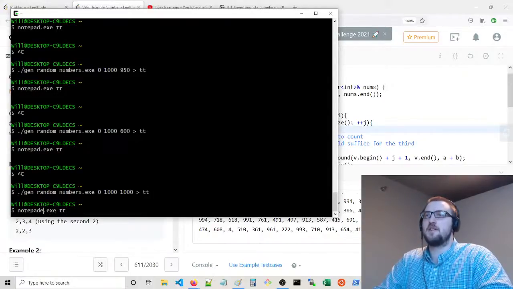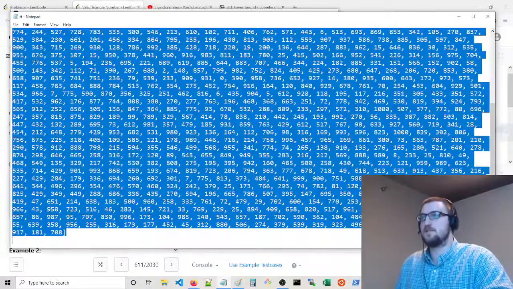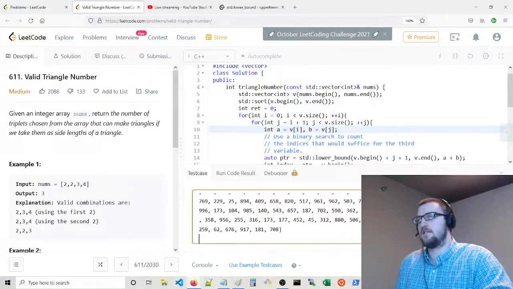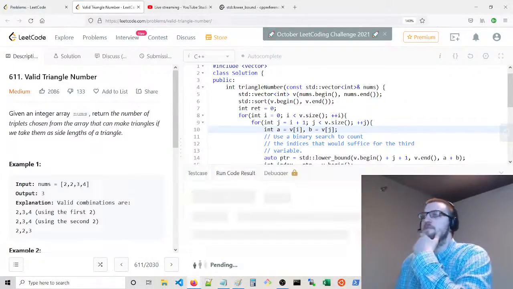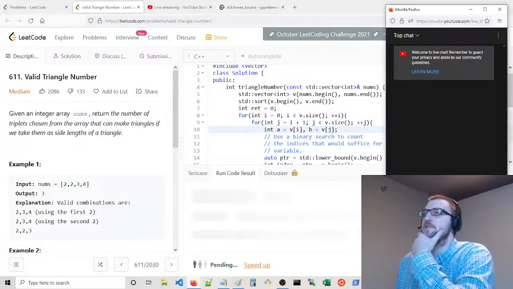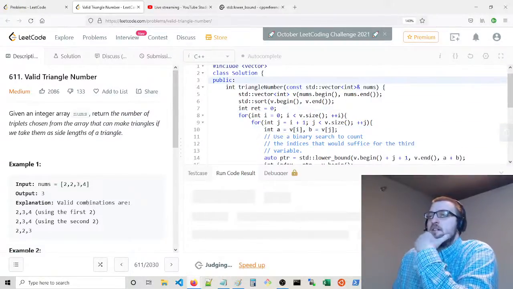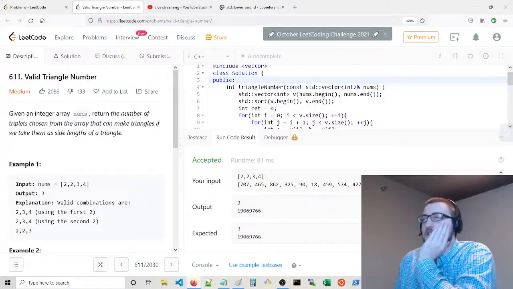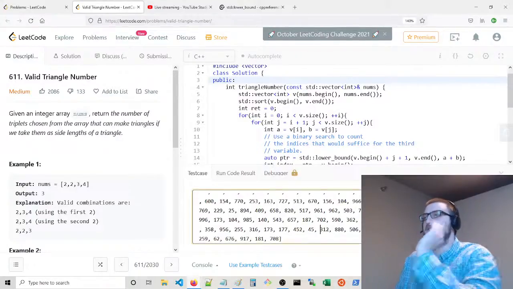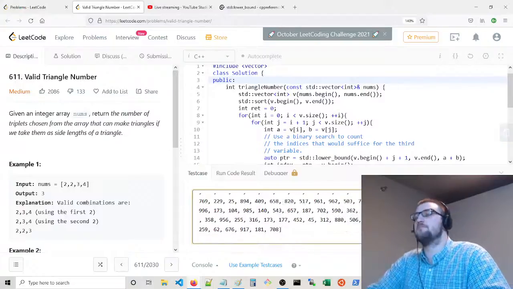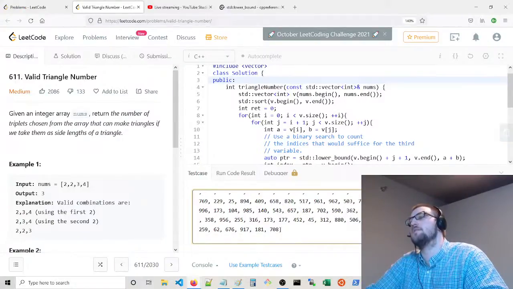I like it. It's a notepad-exe. Let's see how efficient is this one, the second one. Okay. It's not only correct, but it's efficient too. It's very efficient. Really? Okay. Wow. No kidding.